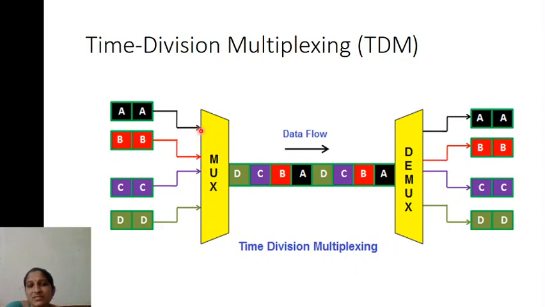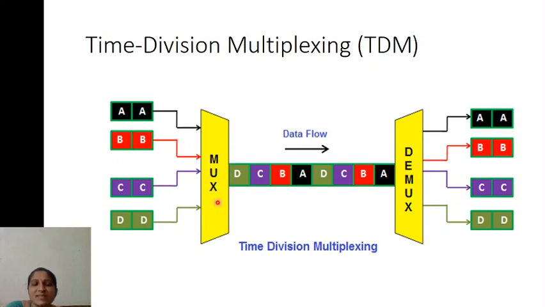Suppose I am considering 4 channels. On the first channel there are A, A; second channel B, B; third channel C, C; fourth channel D, D. So there are 4 inputs, and these 4 inputs are to be transmitted without losing any data. These are connected to a multiplexer.